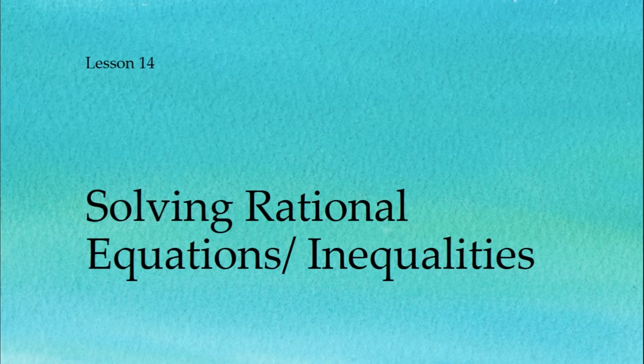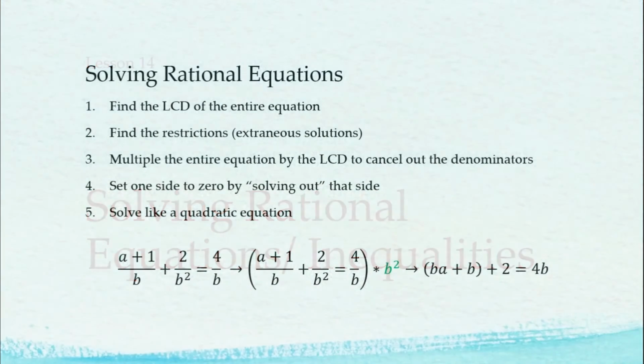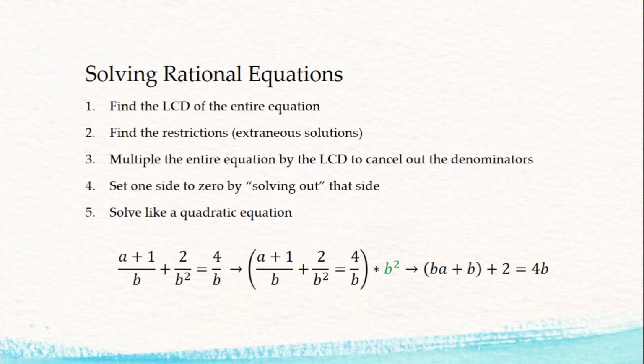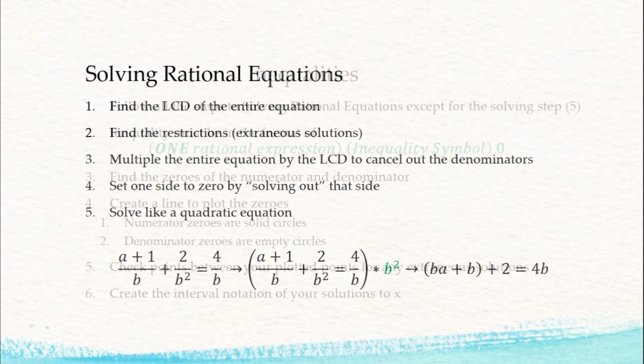And now we're going to go to lesson 14, solving rational equations and inequalities. For solving rational equations, you want to find the LCD of the entire equation. Then you're going to find the restrictions or the extraneous solutions, and then you're going to solve the entire equation by multiplying everything by the LCD in order to cancel out the denominators, and then you're going to solve it like a quadratic equation. Pretty simple.